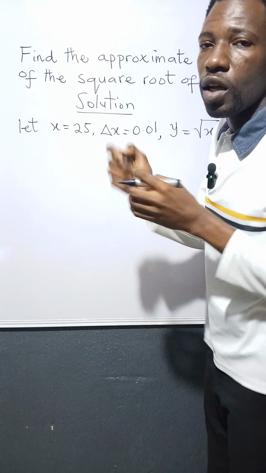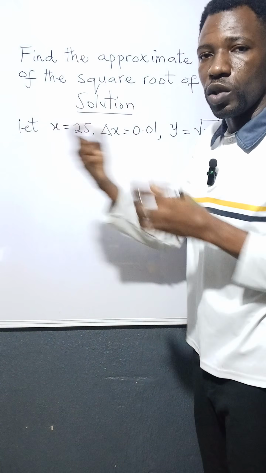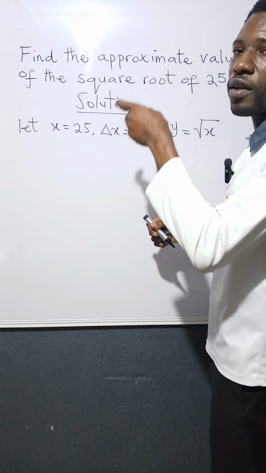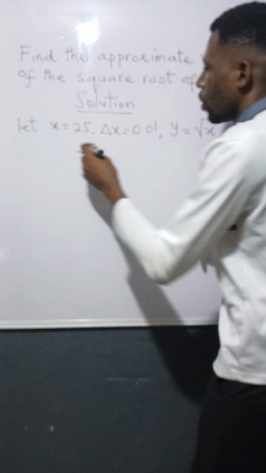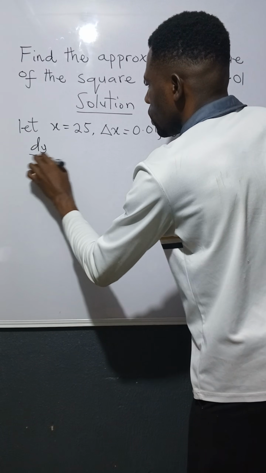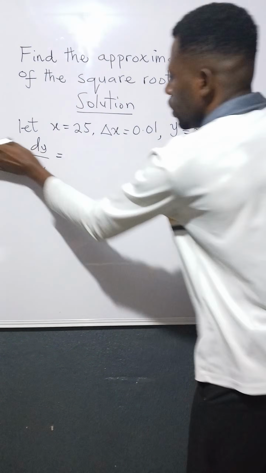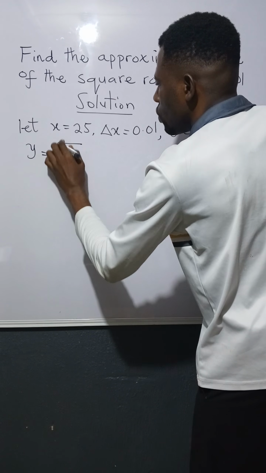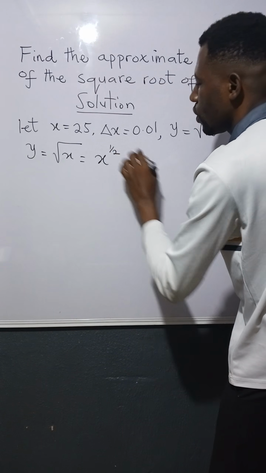Don't forget, differentiation is simply the rate of change of y with respect to x. So what happens to y if I tamper with the values of x? All right. So we're going to have from here dy/dx. Let's take y. y can be written as root x, which is the same thing as x raised to the power of half.